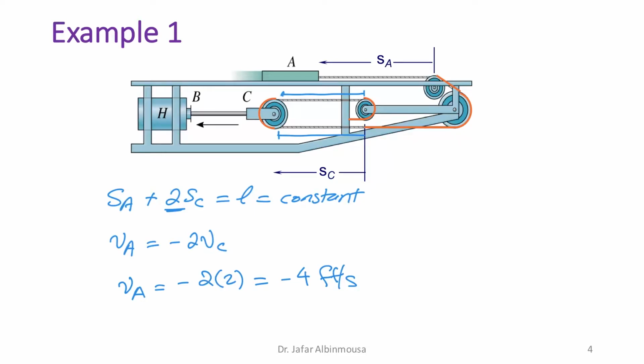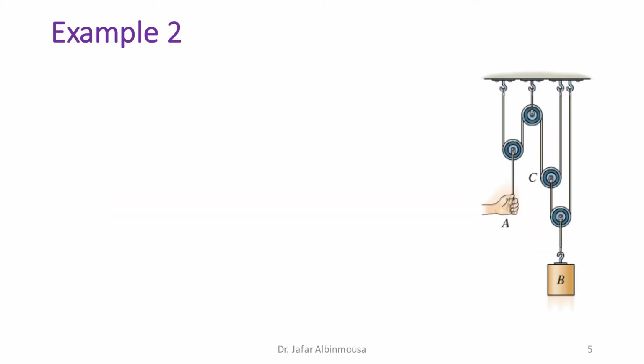And that's it. Now let's have another example. In this example, we have two cords. This is cord number 1 in blue, and in red we have this cord, which is going to go like this all the way to the end. And for that, we will actually need to write two equations.